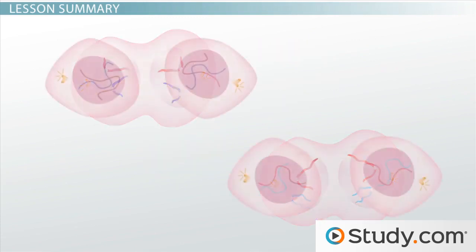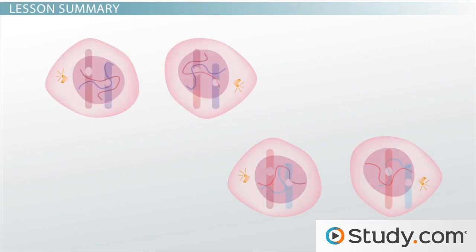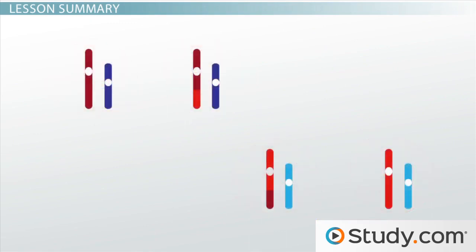The result of meiosis is 4 genetically unique cells or gametes with half the number of chromosomes as the parent cell.